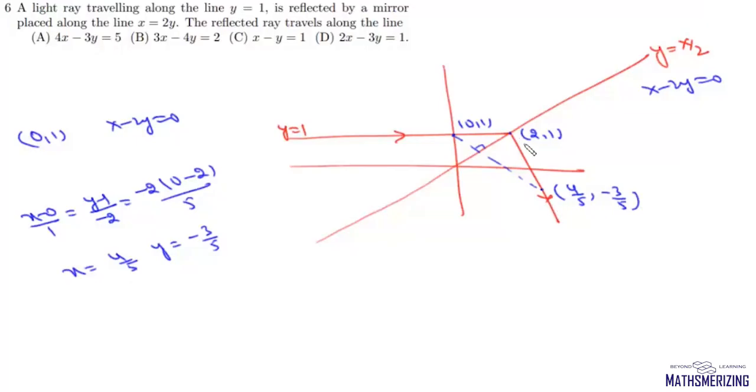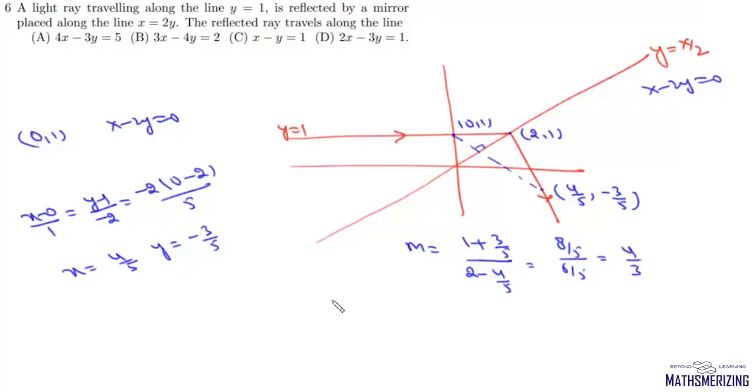Now we have 2 points on the reflected ray. We can write its equation. So first we'll find its slope. Its slope will be (1 plus 3 by 5) upon (2 minus 4 by 5). So it'll be 8 by 5 and 6 by 5, which is 4 by 3.